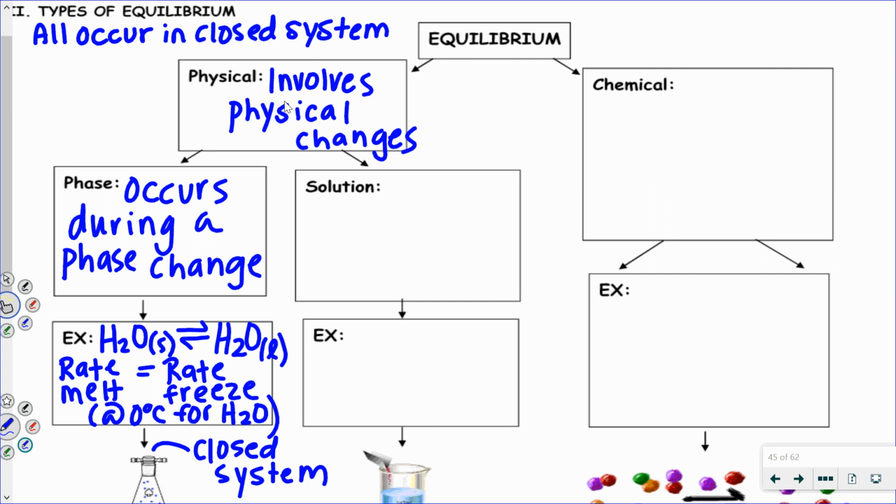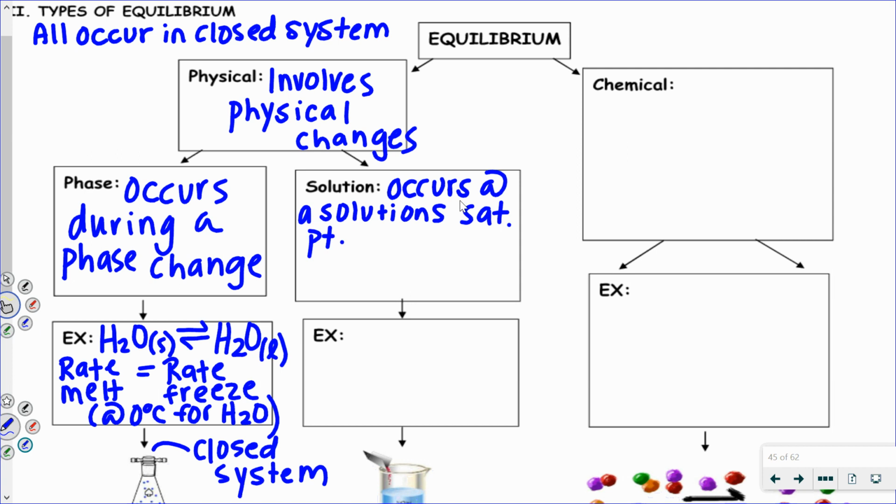Let's go back up to our second type of physical equilibrium, which is known as a solution equilibrium. Remember, a solution is when you dissolve one substance in another. And if that solvent is water, we call it an aqueous solution. So a solution equilibrium occurs at a solution's saturation point.